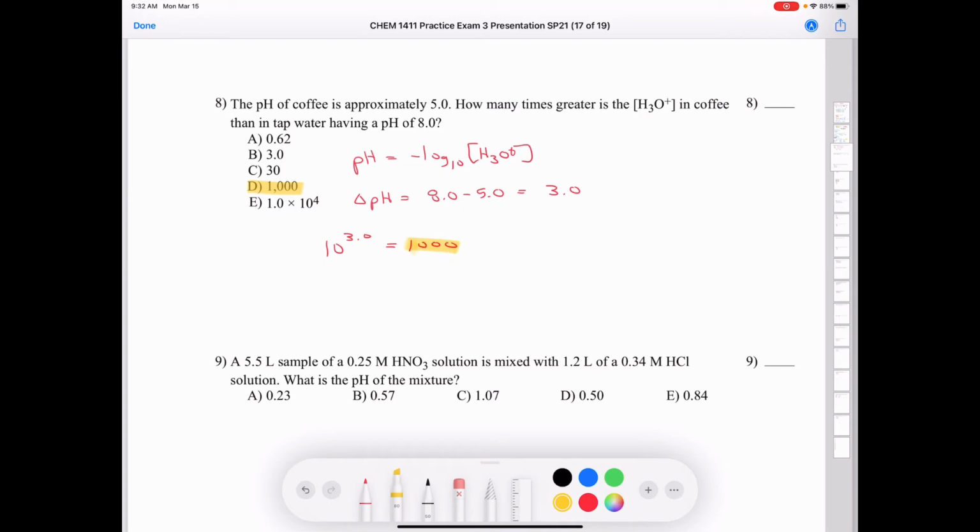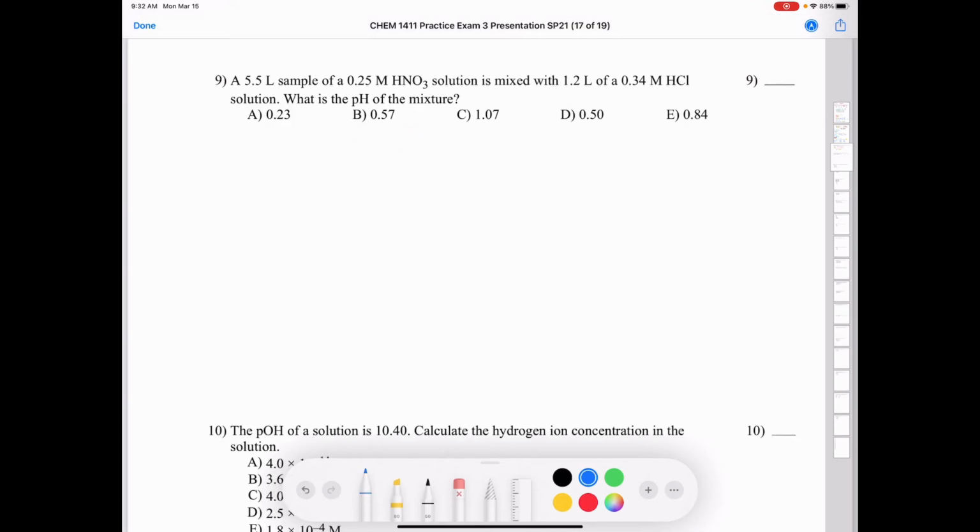So that means that the concentration of the hydronium in coffee is going to be 1,000 times greater than that in tap water. Question number 9, a 5.5 liter sample of 0.25 molar nitric acid solution is mixed with a 1.2 liter of a 0.34 molar hydrochloric acid solution. And what's the pH of those two solutions after they're mixed together? Well, I know that nitric acid, HNO3, and hydrochloric acid, HCl, are both strong acids, which means they're both going to dissociate 100%. So that means that if I evaluate the number of moles of nitric acid or the number of moles of hydrochloric acid, it's going to give me the number of moles of hydronium ions.